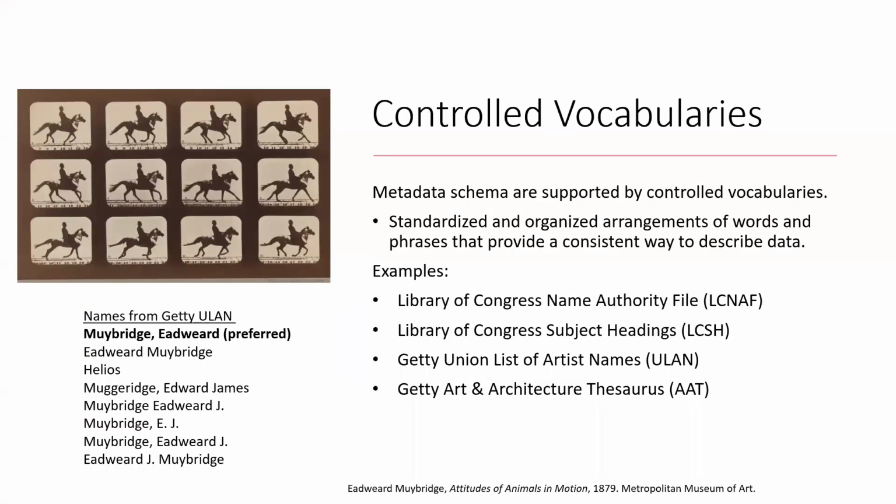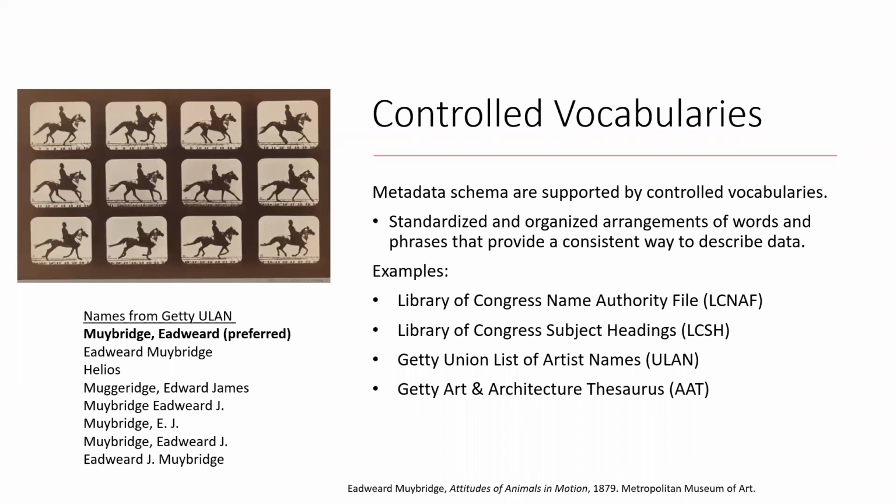So these different metadata schemas are supported by controlled vocabularies. And controlled vocabularies are standardized and organized arrangements of words and phrases that are created to provide a consistent way to describe data. So using controlled vocabularies in your metadata creation will help to improve information retrieval. Some examples of controlled vocabularies include the Library of Congress name authority file, the Library of Congress subject headings, the Getty Union List of Artist Names, and the Getty Art and Architecture Thesaurus, to name just a few.